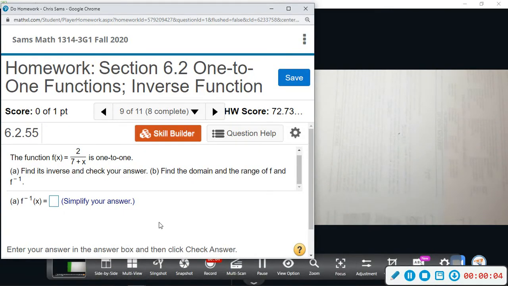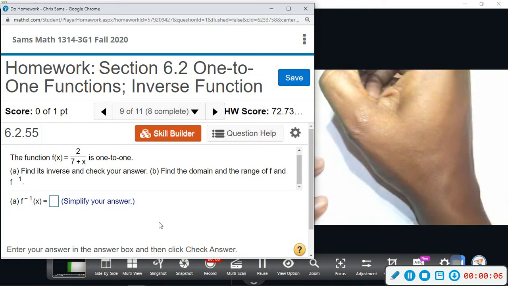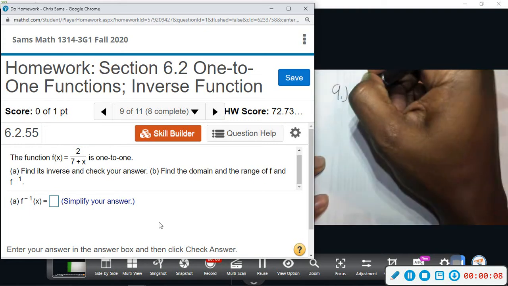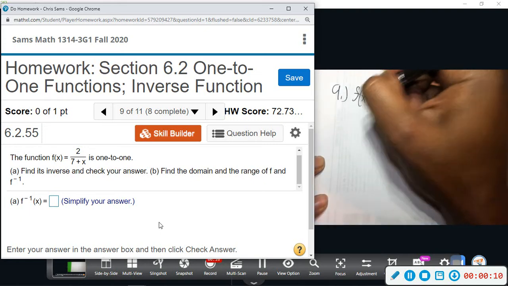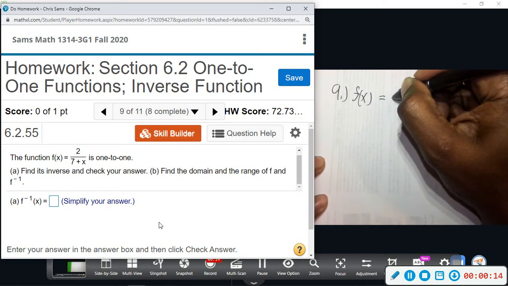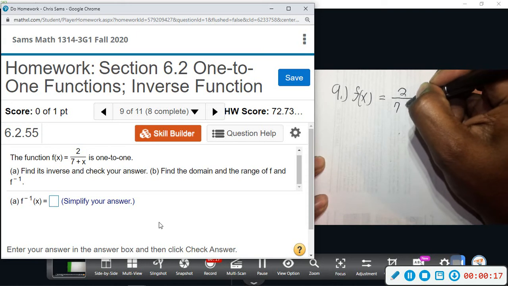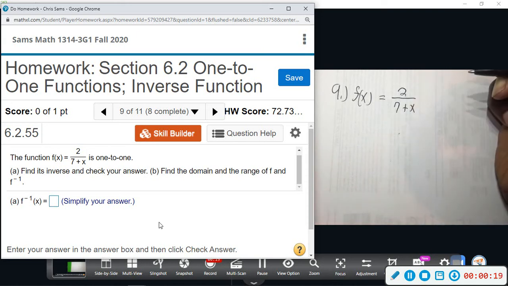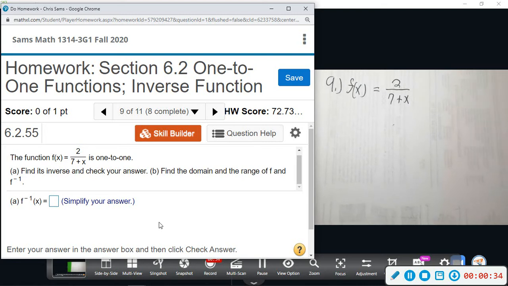Number 9, we're given the function f of x equals 2 divided by 7 plus x. We have two parts, A and B. A says find the inverse and check your answer. And then B, find the domain and range of f and its inverse. Okay.